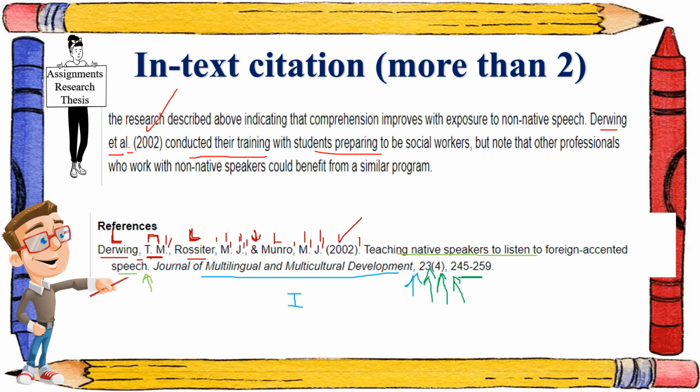So the new thing here is only the initials, when the author has more than two names. For example, Muhammad Hassan Naseem. So this is the three names of an author. So Naseem will come first, then there is a comma, and then capital N, and then there's a dot, and then capital M, then dot, then comma. So in this way you will write it.